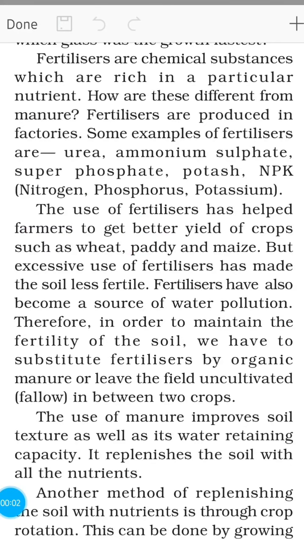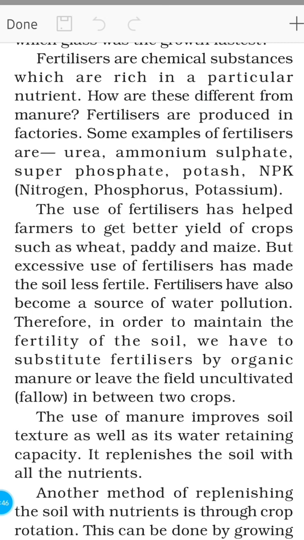On the other hand, fertilizers are chemical substances which are rich in a particular nutrient. How are these different from manure? Fertilizers are produced in factories. Some examples of fertilizers are urea, ammonium sulfate, superphosphate, potash, NPK. NPK means nitrogen, phosphorus, potassium. The use of fertilizers has helped farmers to get better yield of crops such as wheat, paddy and maize. So it has increased the production.